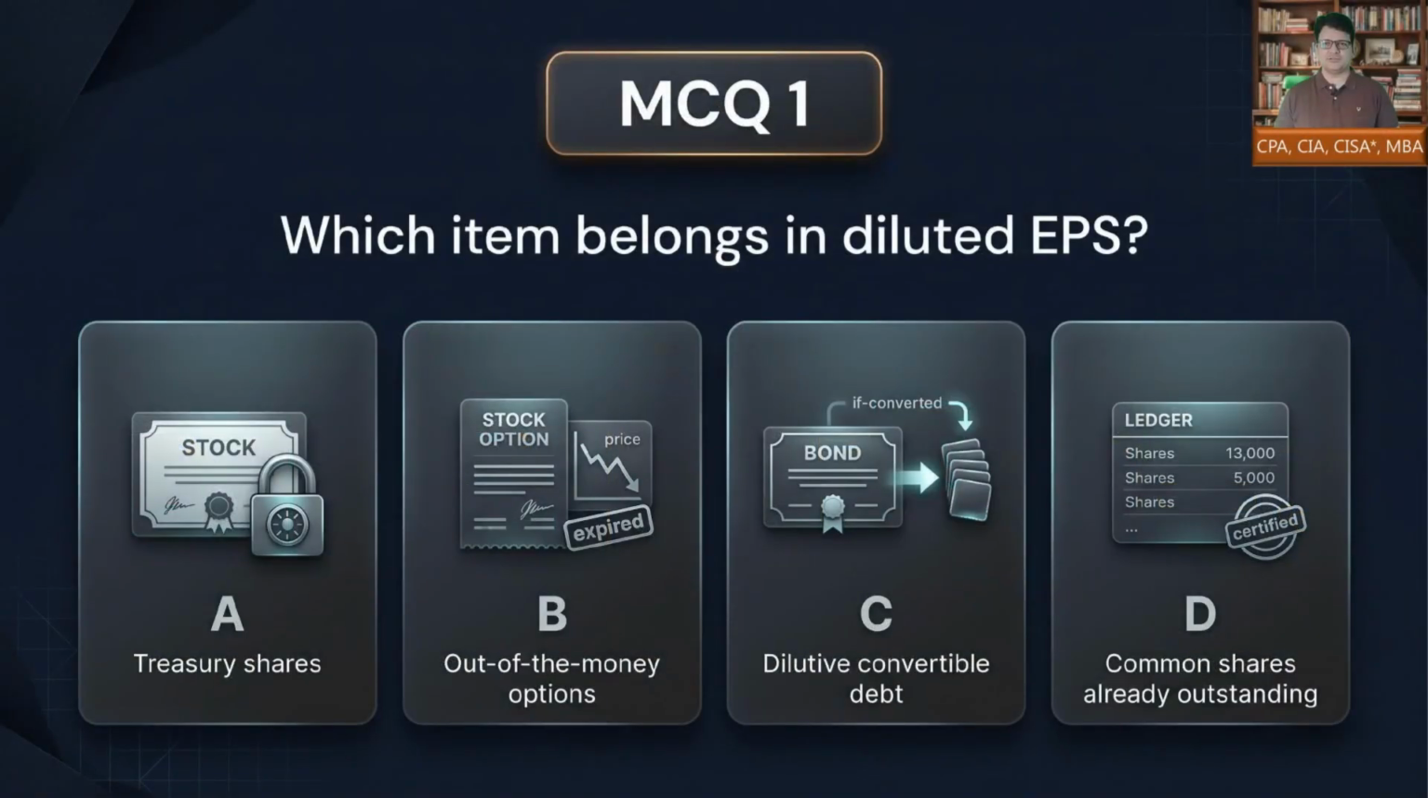Now we begin practice. MCQ1 asks, which item belongs in diluted EPS? Treasury shares, out of the money options, dilutive convertible debt, or common shares already outstanding? Take a moment to choose your answer. Remember that diluted EPS includes dilutive potential common shares, not treasury shares, not common shares already counted in basic EPS, and not instruments that are anti-dilutive.